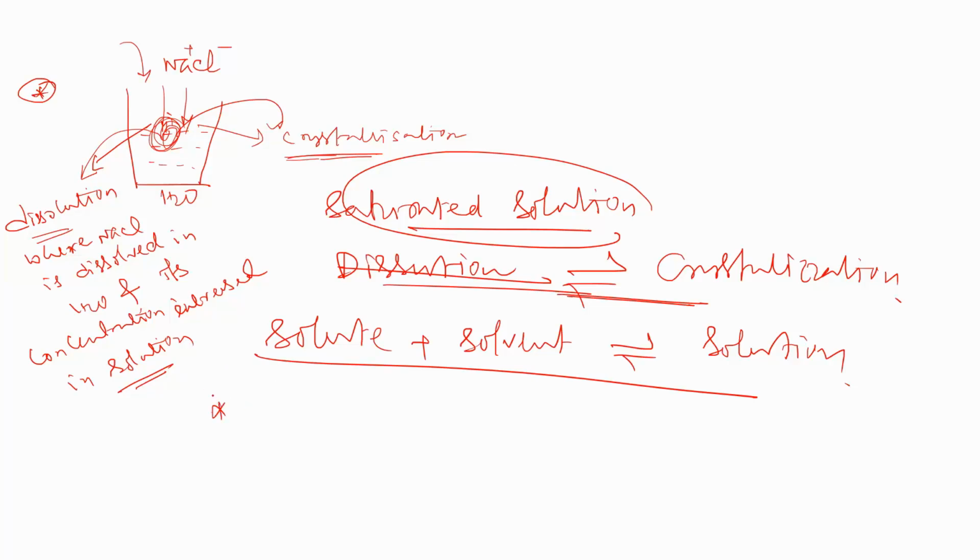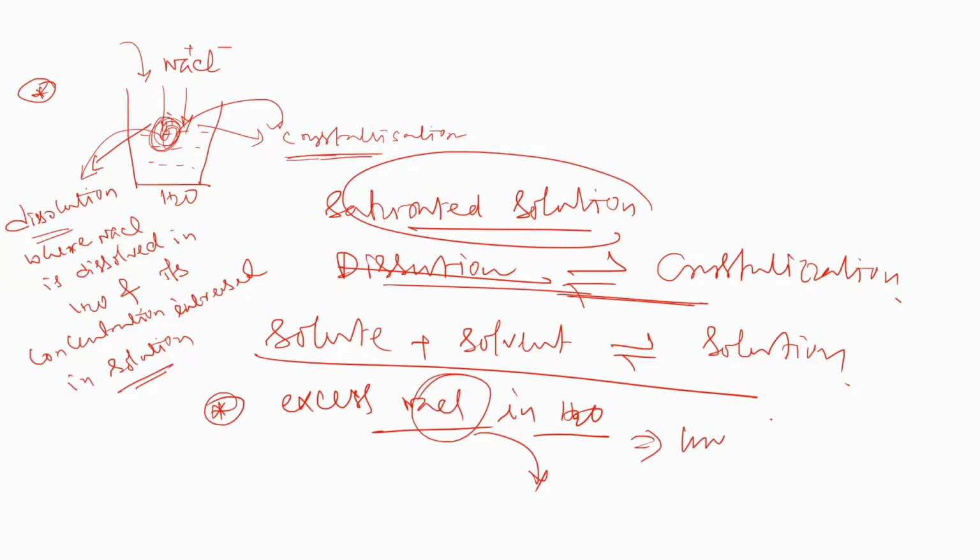When we are adding an excess amount of NaCl in water, then some amount of the NaCl is not dissolved. It acts as a precipitate. Then we can say it is an unsaturated solution.